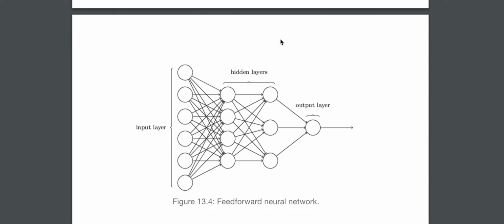So here is another way of looking at it. You have an input layer. The number of nodes in the input layer is typically equal to the number of features you have. And then you have the hidden layers, and then you have the output layer.